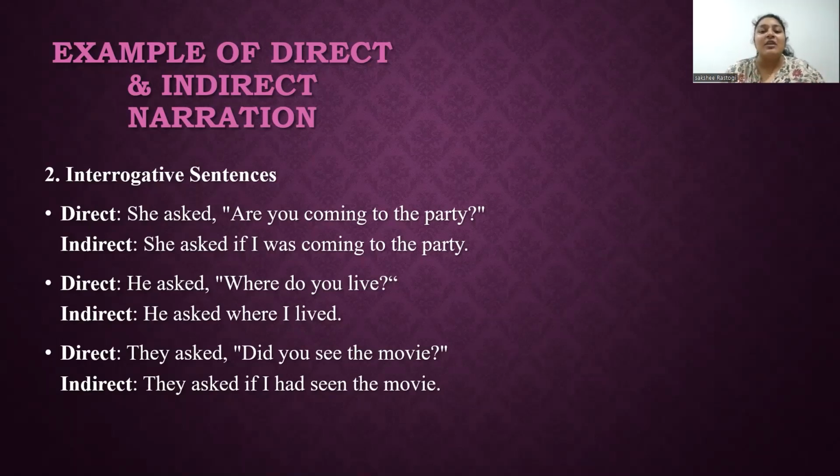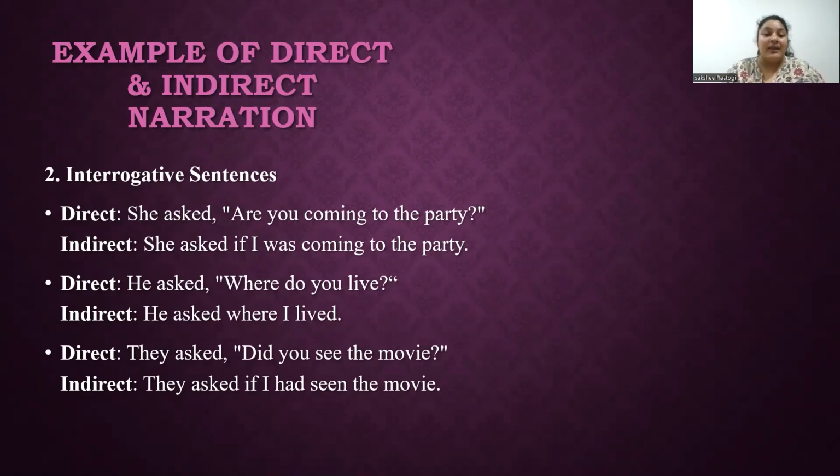Here I have some examples of interrogative statements, like yes or no questions. Is he going to the party? Are they coming tomorrow? Do you like ice cream? Did she finish her project? Will they arrive on time? So these are the questions which are used for yes or no statements.